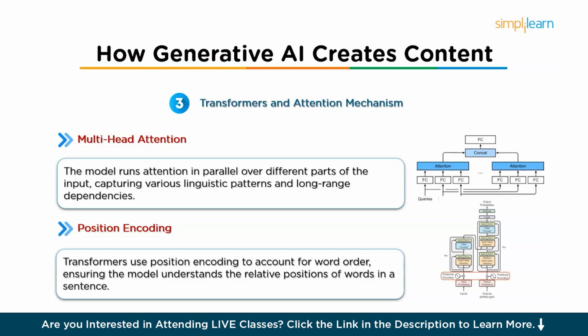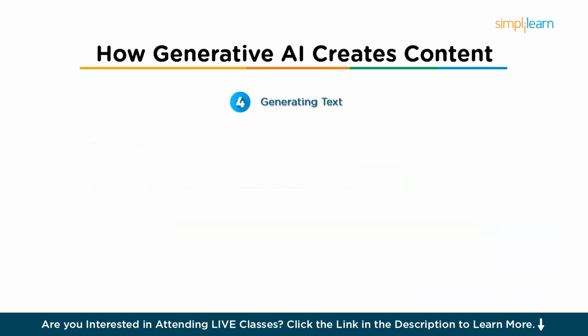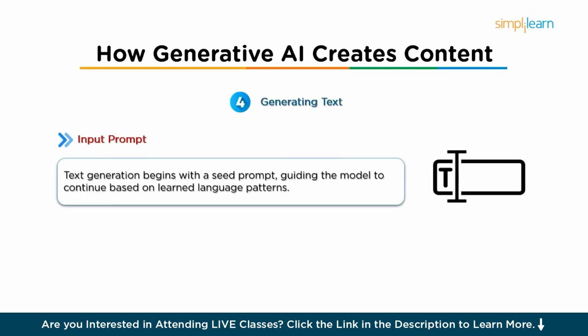This ensures that the model understands the relative positions of words in a sequence, which is crucial for tasks like generating coherent sentences. Now the next step is generating the text. Once a model is trained, it can be used to generate text. Here's the process. The first one is, of course, the input prompt. Text generation begins with an input that we give, which is a seed or a starting point for the model. This could be anything from a single word to a short phrase.